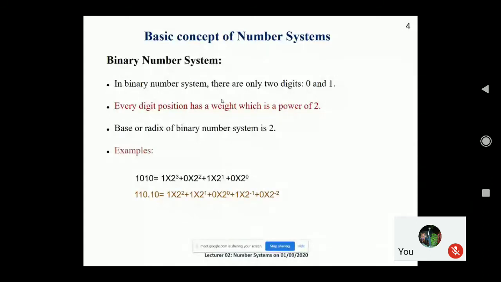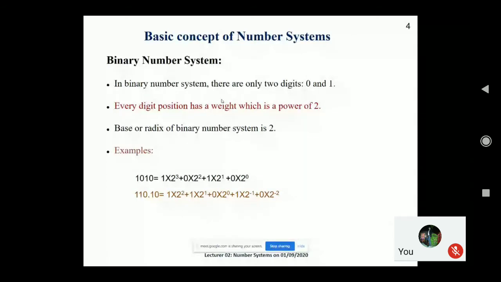The example is 1010. What is the length of this particular sequence? 1, 2, 3, 4. So we go from 0 to 3. 0 to 3 means 2 to the power 0, 2 to the power 1, 2 square, and 2 cube.